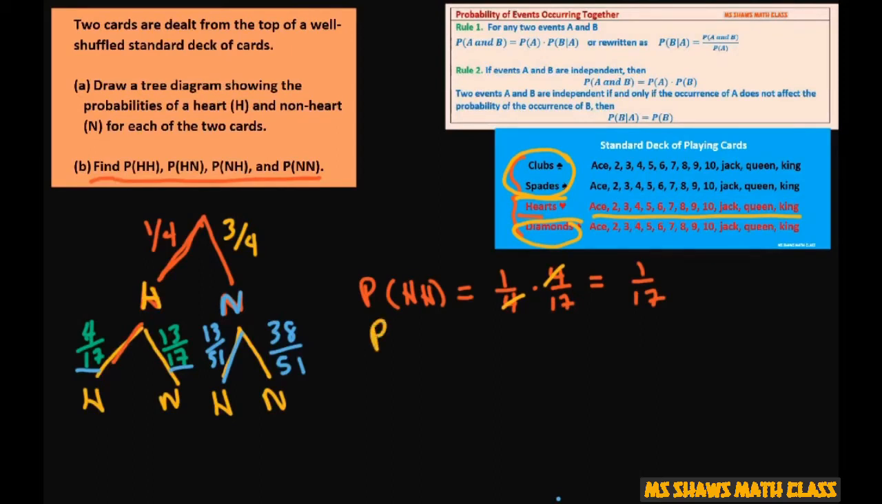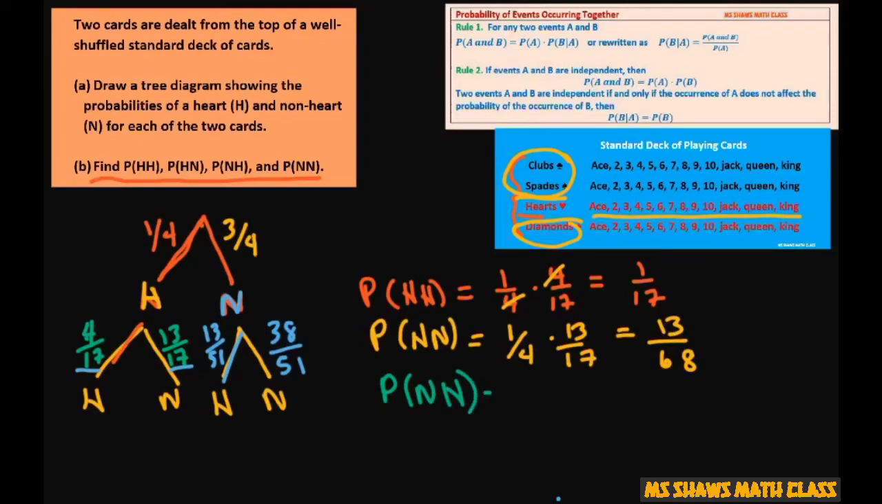All right, next one, probability of heart, no heart. That's going to be 1/4 times 13 divided by 17, and that's going to equal 13 divided by 68. Next one is probability of not heart, heart. So that's 3/4 times 13 divided by 51. It's going to be 13 out of 68 as well.